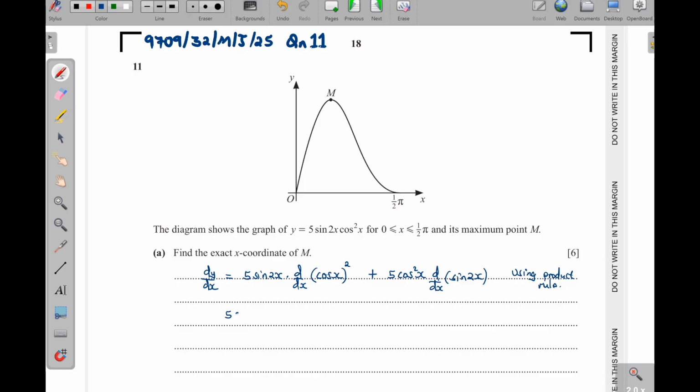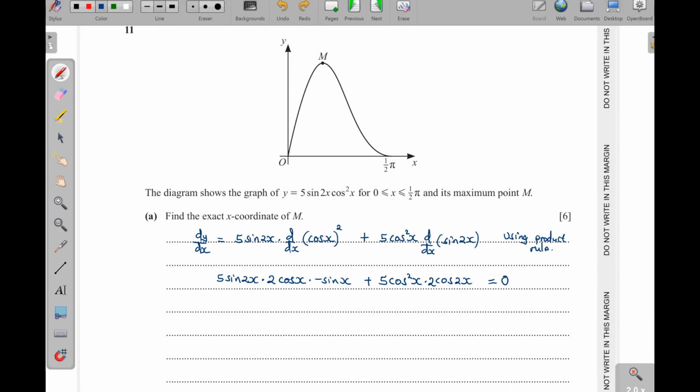This is 5 sine of 2x, then times, this one will drop down. So you will have 2, then cosine of x when you reduce the power by 1. Then enter inside and differentiate. Here you will get a negative what? Sine of x. That is chain rule, okay? Then I come to this one here. It will be 5 cos squared of x. When I differentiate this one here, it will give me cos of 2x, but then I will have to enter inside here and differentiate that angle. I will get a 2. So that is that.